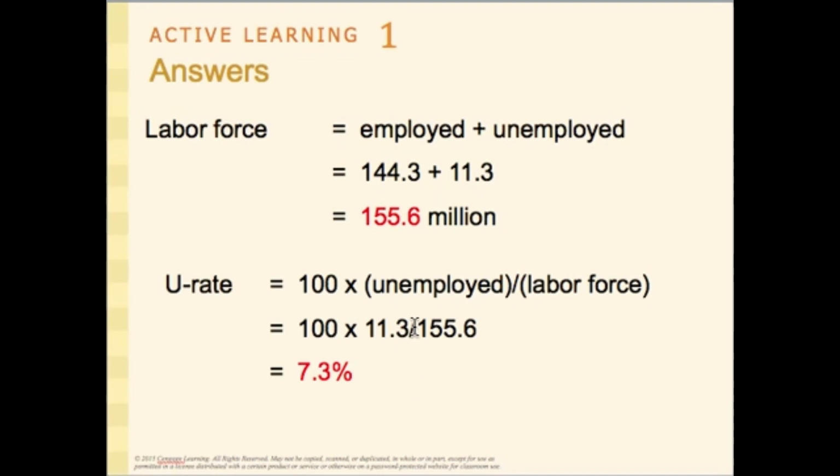There are 11.3 million workers unemployed, and there's 155.6 total number of workers in the labor force. You would get 0.073 if you didn't multiply by 100. So if you multiply by 100, you get 7.3%. You could get slight differences due to rounding errors, but in this example, the unemployed divided by labor force times 100 is 7.3%.